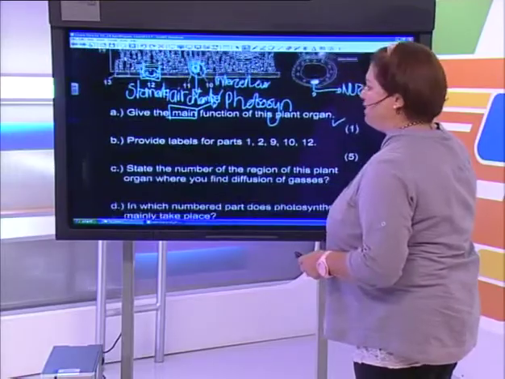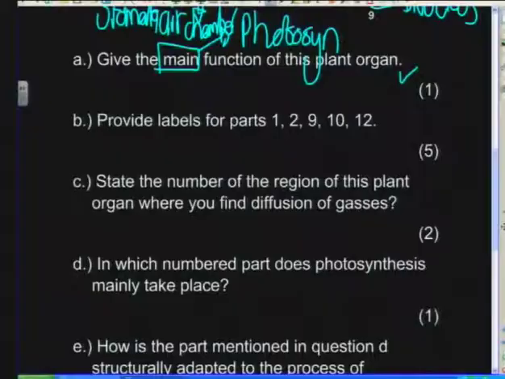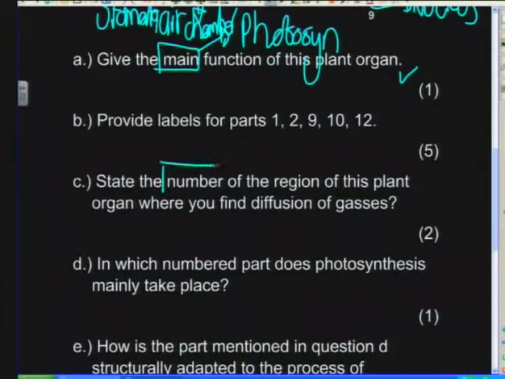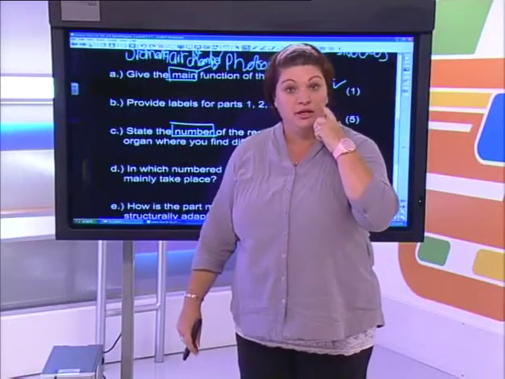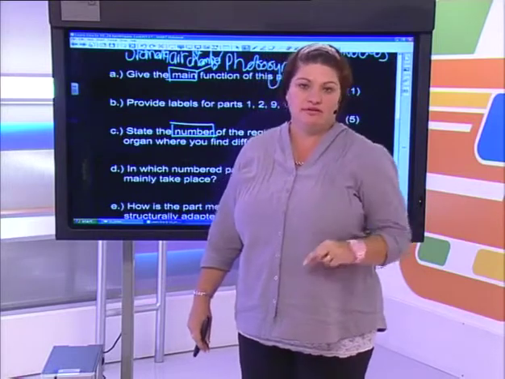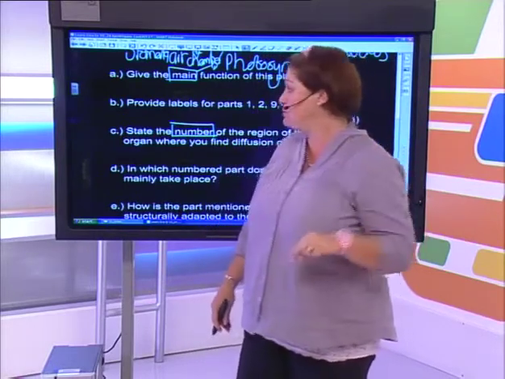Okay, let's go into question number C. State the number. So now please be very careful. They've asked you to state the number. They haven't asked you to give the name of the plant or the tissue. Be very particular. If they ask for a number, you only give the number. Okay, so that's the first plant.